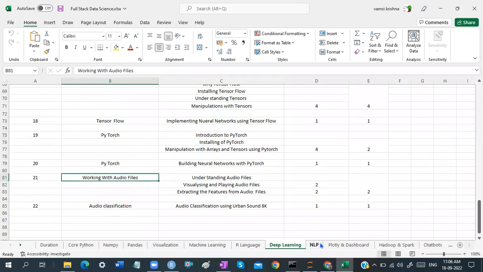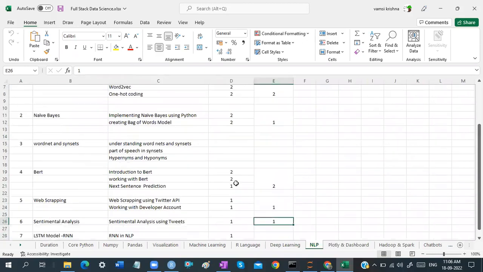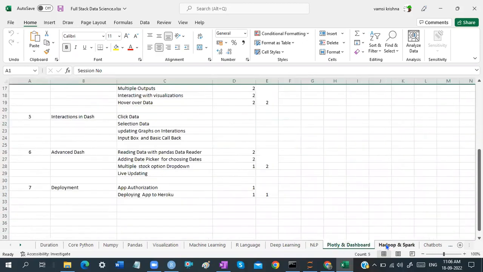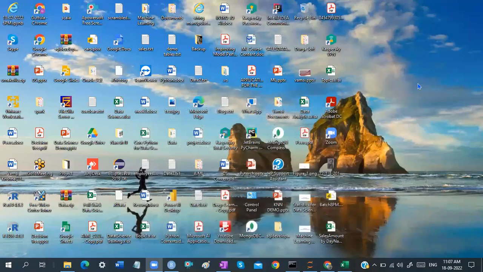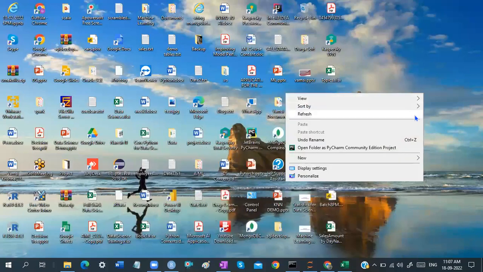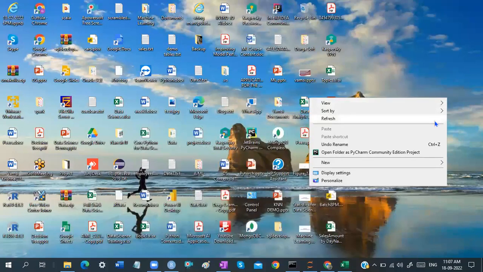Even we are going to be working with audio files. NLP is also one of the core areas, guys. Remaining are going to be just optional parts: how to develop chatbots by using Python, as well as chatbots by using Azure ML also. We'll have a look into that.